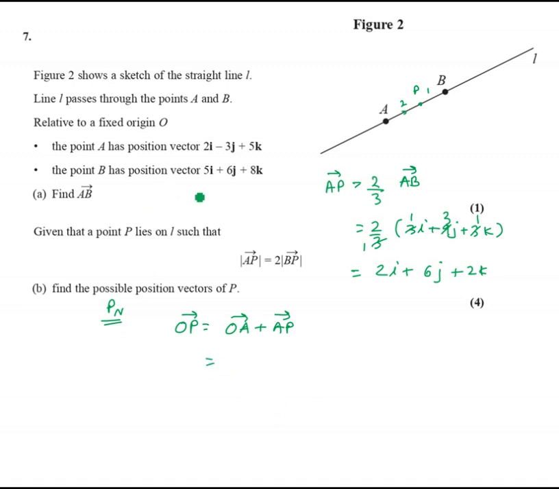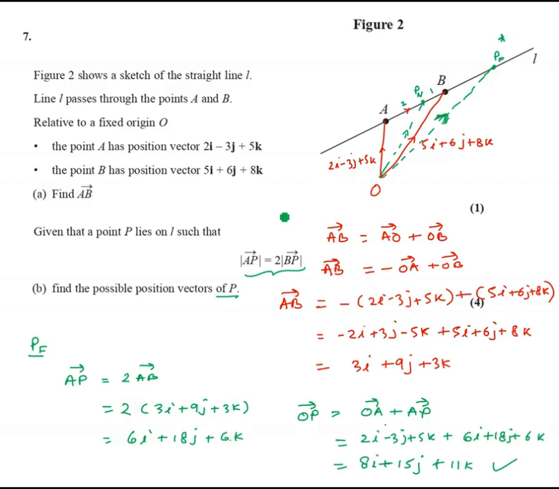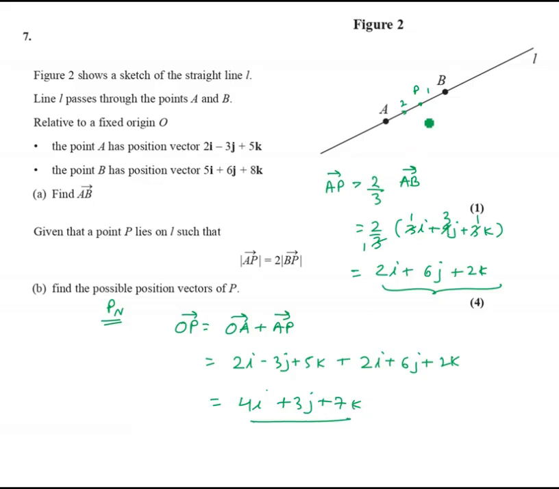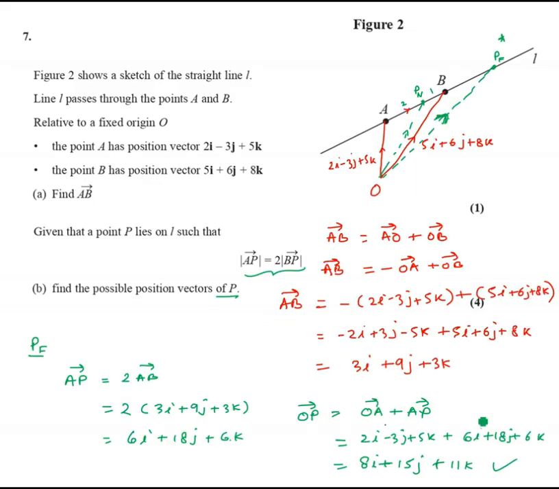So OA is 2i minus 3j plus 5k, plus the AP vector, which is 2i plus 6j plus 2k. Now if we add, 2i plus 2i is 4i, 6j minus 3j will be plus 3j, 5k plus 2k will be plus 7k. Okay, so this is when P lies in between, and the other is when P lies away from B.